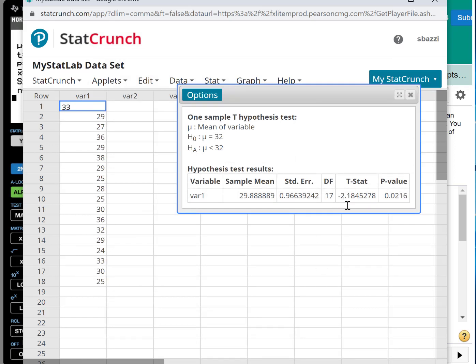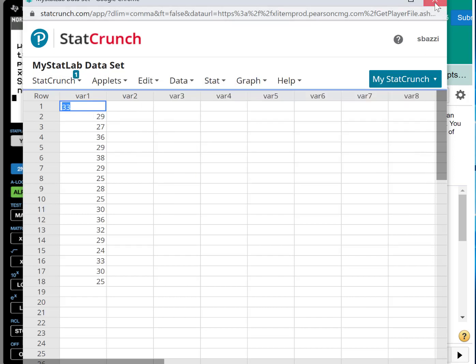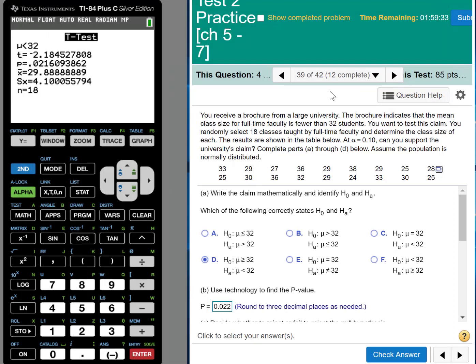And here you go. This is the test statistic, negative 2.185. And this is the p-value, which is 0.022. Exactly what we got using the calculator, and which is less than alpha, you reject H0. Okay, so that's how we use StatCrunch. Next question.